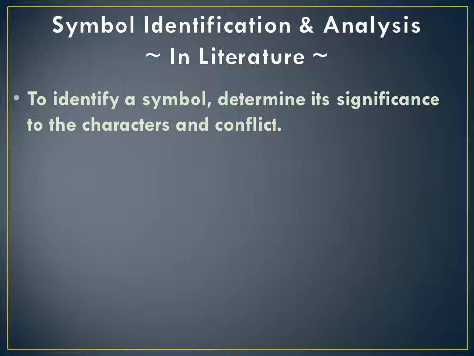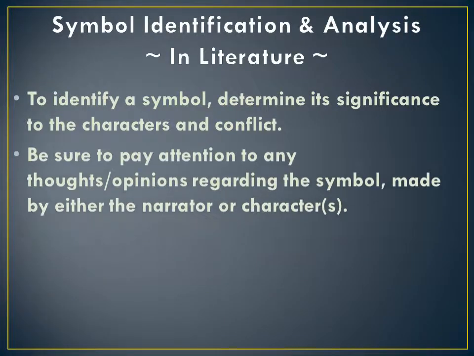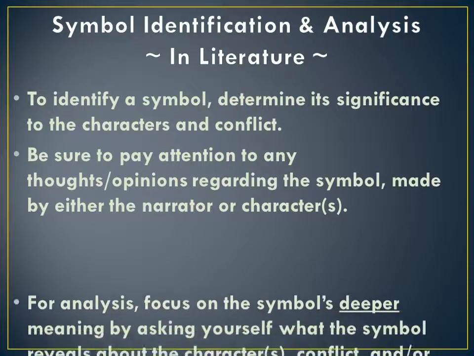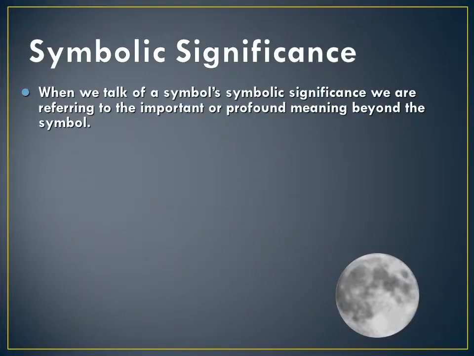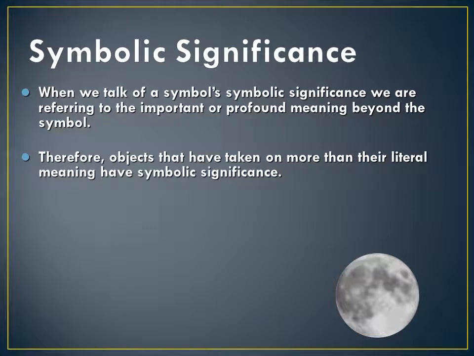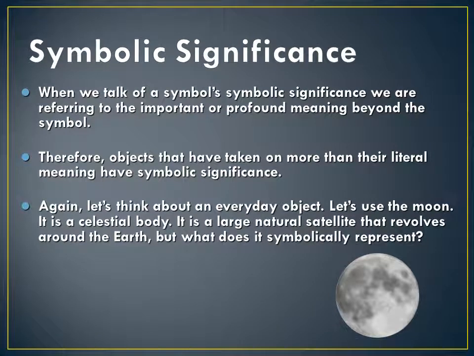We discussed in class that if we want to identify a symbol, we have to determine its significance to the characters and the conflict that's taking place in the story. We want to be sure to pay attention to any thoughts or opinions regarding the symbol made by either the narrator or the character. And when we analyze, we want to look for the symbol's deeper meaning by asking ourselves what the symbol reveals about the character, the conflict, or the story in general. When we talk of a symbol's symbolic significance, we're referring to the important or the profound meaning beyond the symbol. Therefore, objects have taken on more than their literal meaning and they have a symbolic meaning or significance.